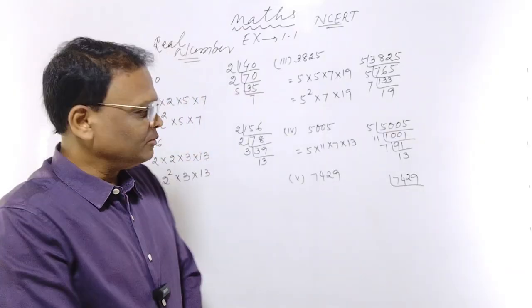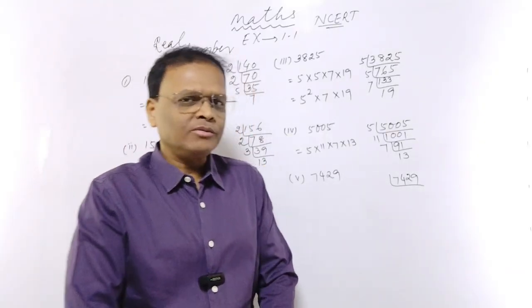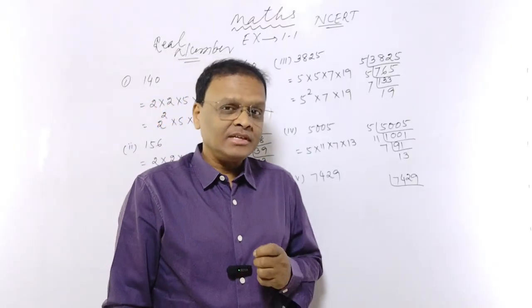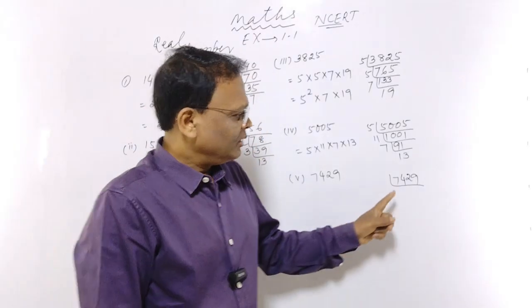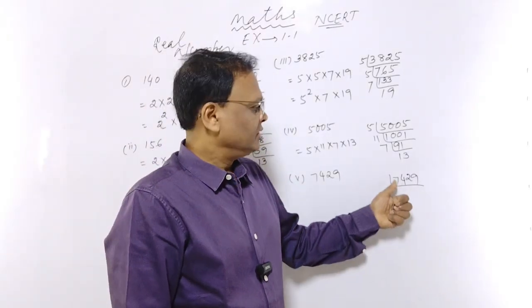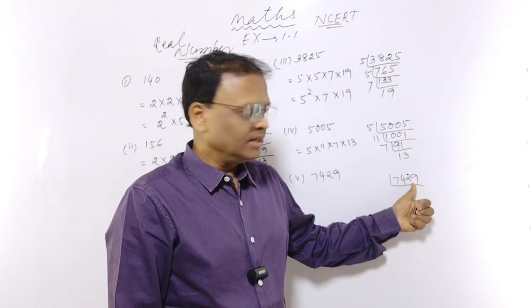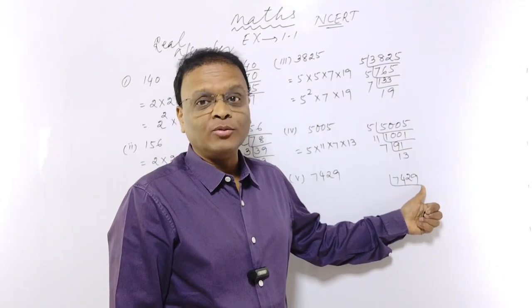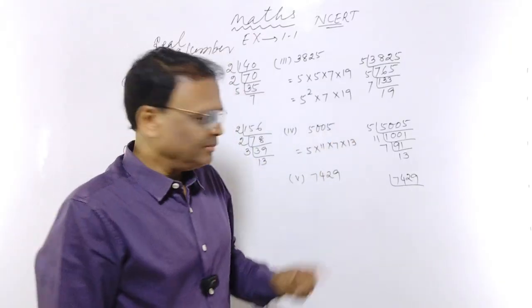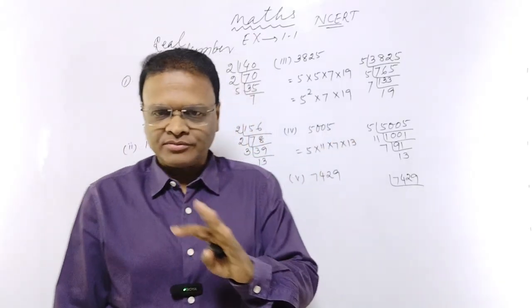No. Is it divisible by 3? No. How to know whether it is divisible by 3 or not? Add all the digits of the number. 7 plus 4 is 11, 11 plus 2 is 13, 13 plus 9 is 22, which is not in the table of 3. That means this number is not divisible by 3.